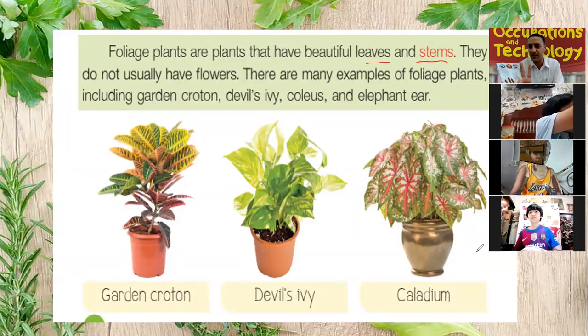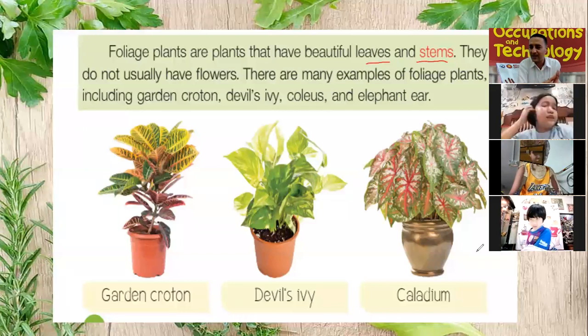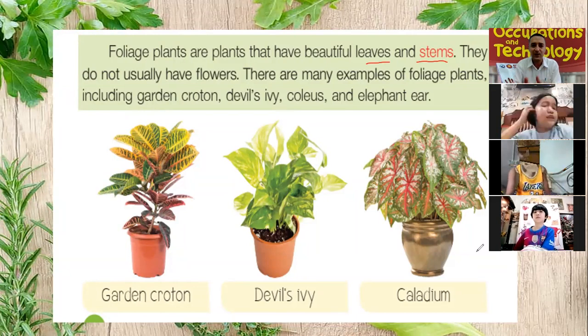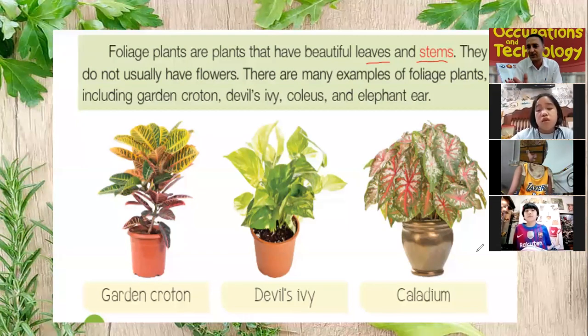We have two types of plants which we can grow in the garden. One is flowering plants. Flowering plants usually have flowers which have a good smell. The other is foliage plants. Foliage plants have beautiful leaves. They look beautiful, but usually they don't have flowers. So these are the two types of plants which we can grow in our garden, either in front of our houses.